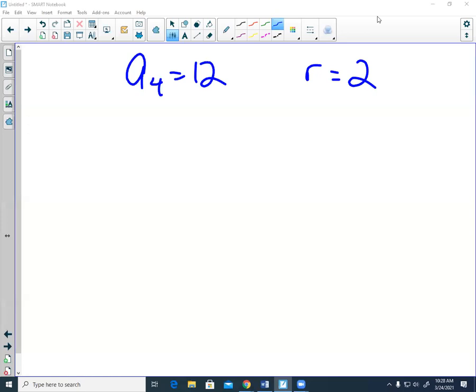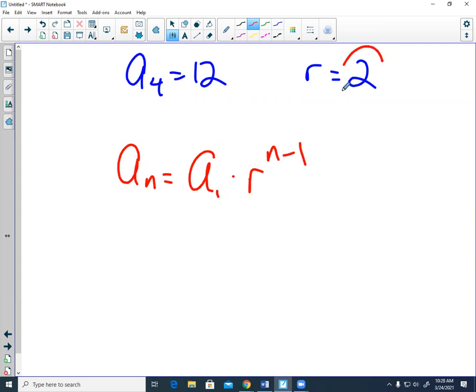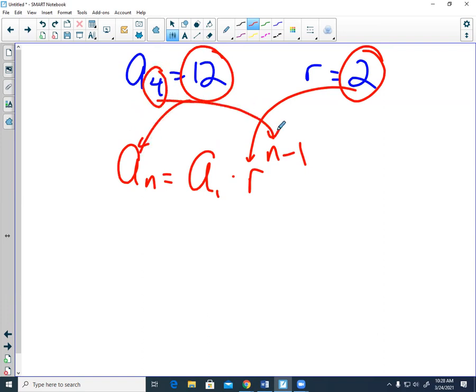All right, so remember we have AN is our formula. So AN is equal to A1 times R to the n minus 1. I know what R is, so I can plug that in. I know what AN is, so I can plug that in. And I know what N is, so I can plug that in. I know that looks crazy, but hopefully that makes sense when you guys are looking and plugging things in.